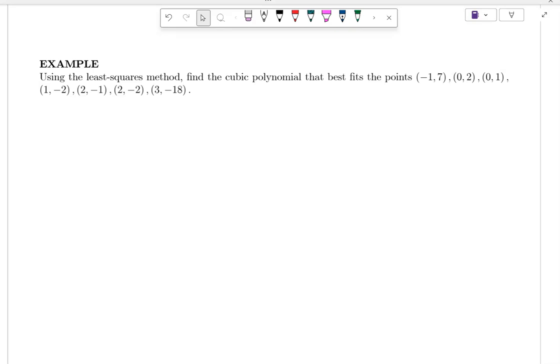Why do I know that a function can't go through all 7 of those points? Looking at your points, how do I know a function is not going to work?